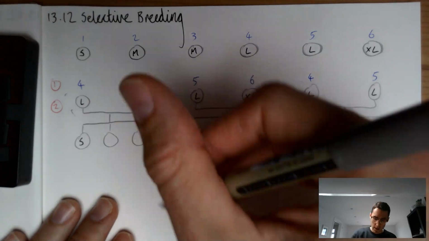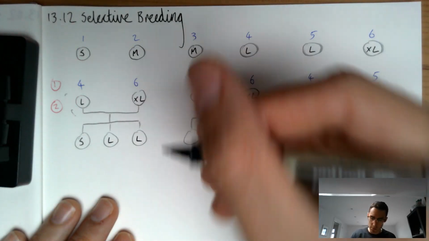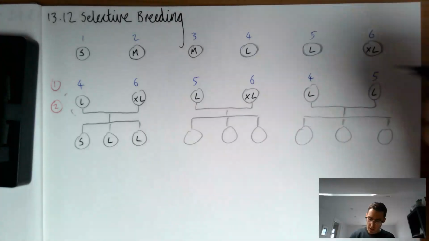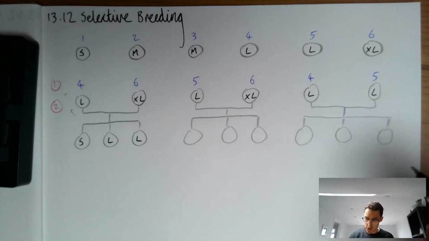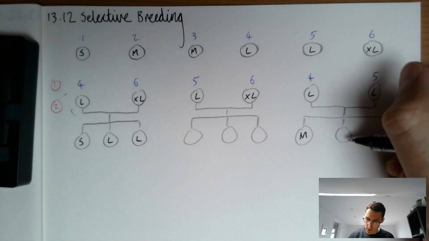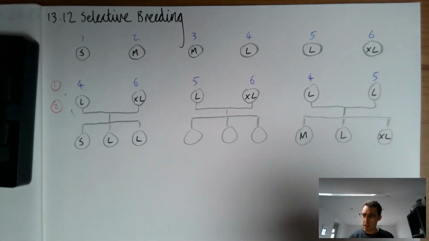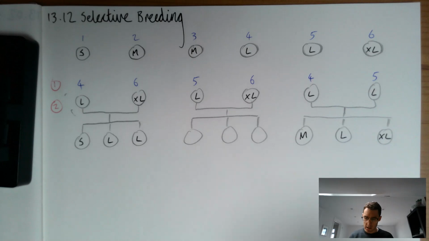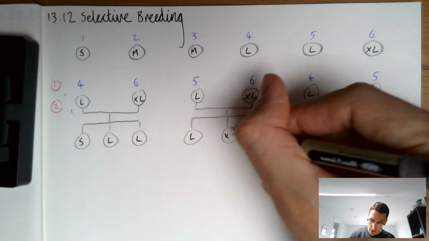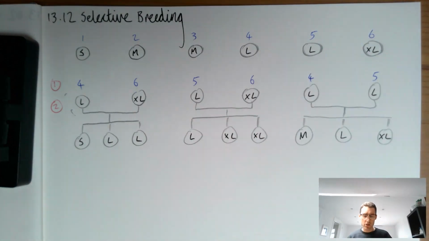But then, in addition to that, you might get 2 with larger muscles. When you breed these 2 together, let's do the large and the large next. Let's do medium, large, and extra large, something like that. And when you breed these 2 together, you might get, let's say, a large, an extra large, and an extra large. So you get variation.